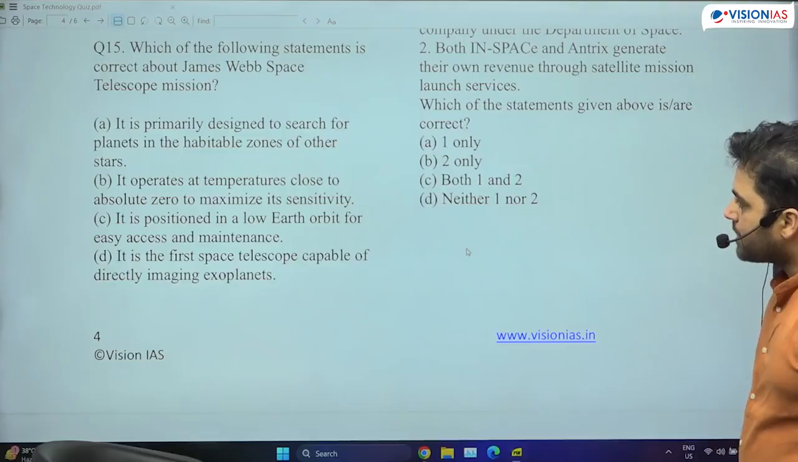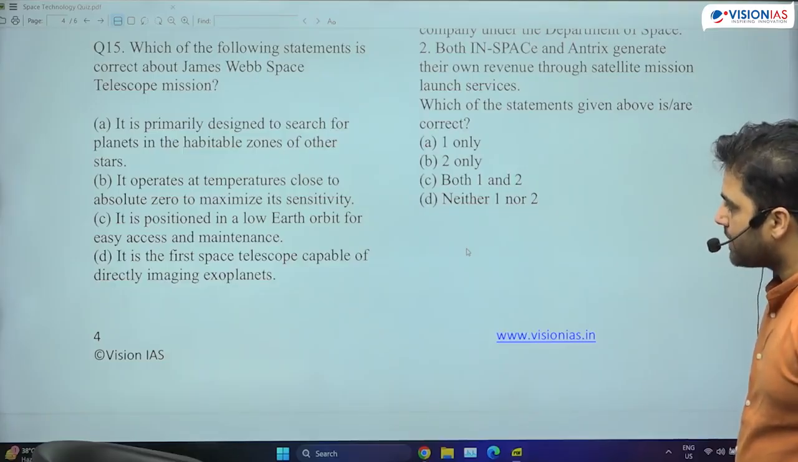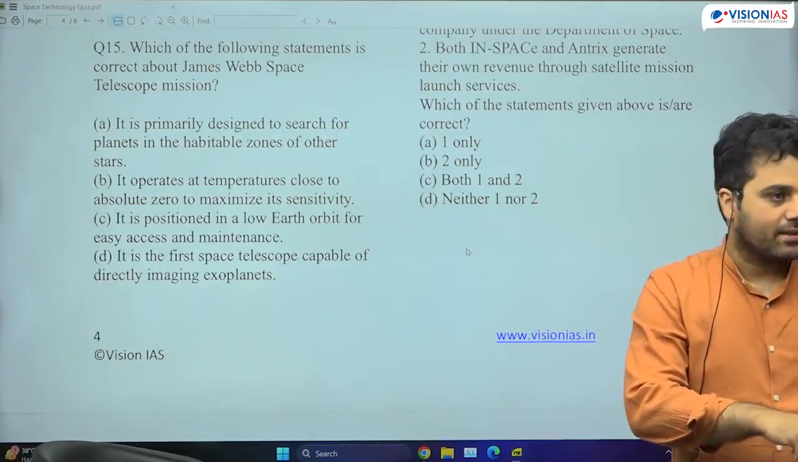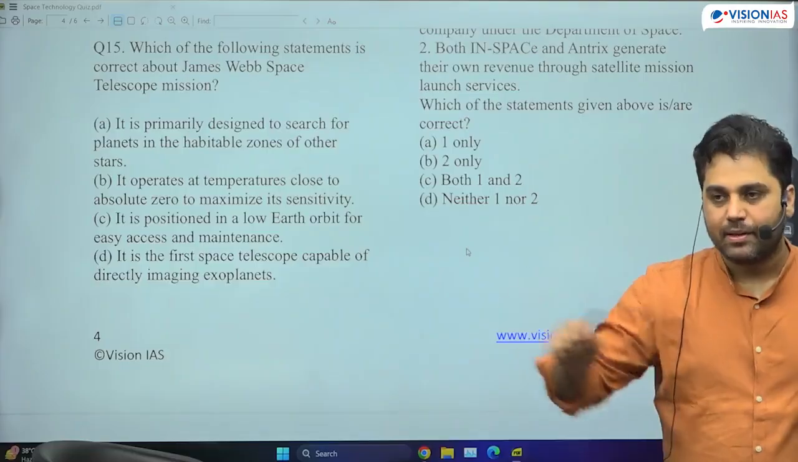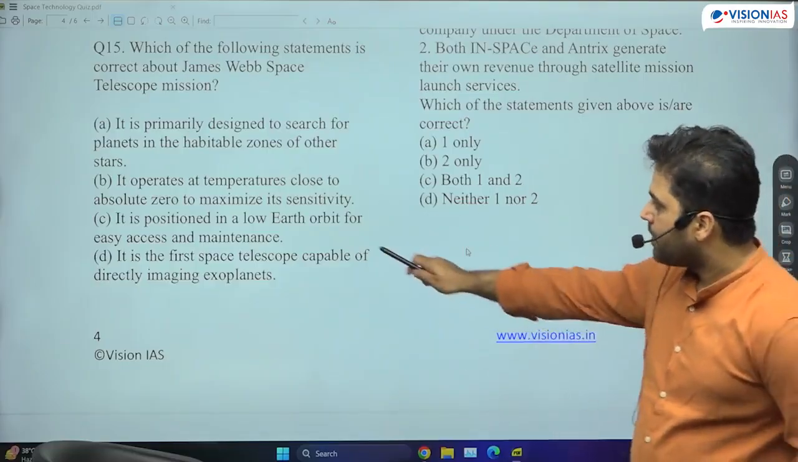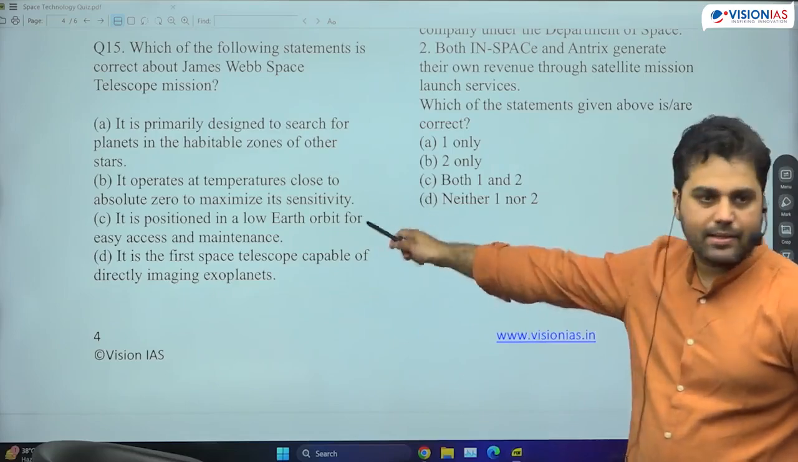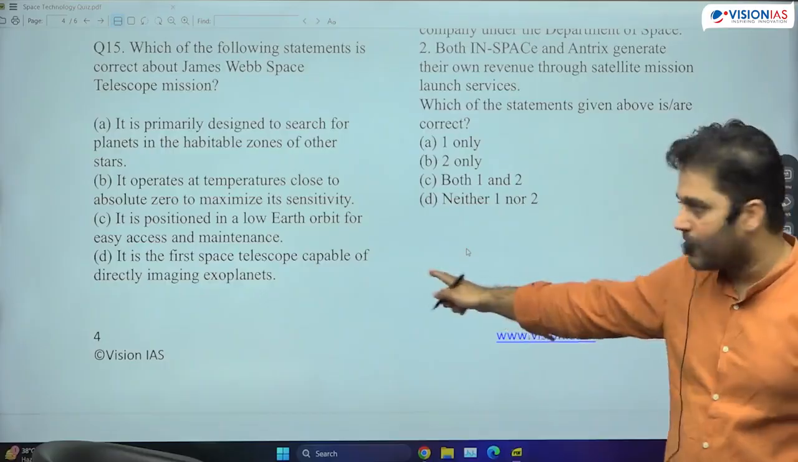It operates at temperature close to absolute zero to maximize its sensitivity. That actually is true. I will explain this in the next class, so remind me why that second statement is true. Third, it is positioned in a LEO for easy access and maintenance. That is not true. I hope everybody is clear that it is at the L2 point.